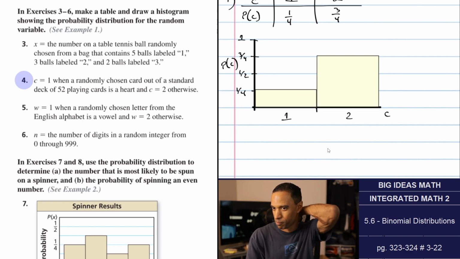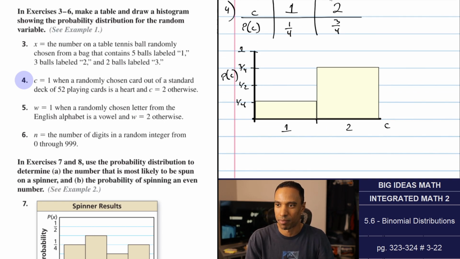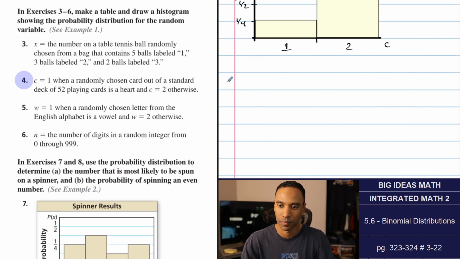There's your histogram. They're big bar graphs. I don't think I have to make them that big, but I did.